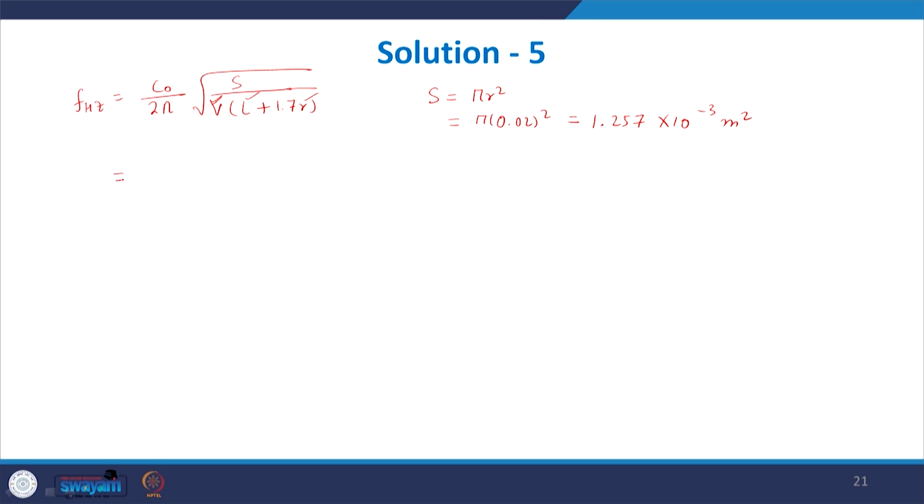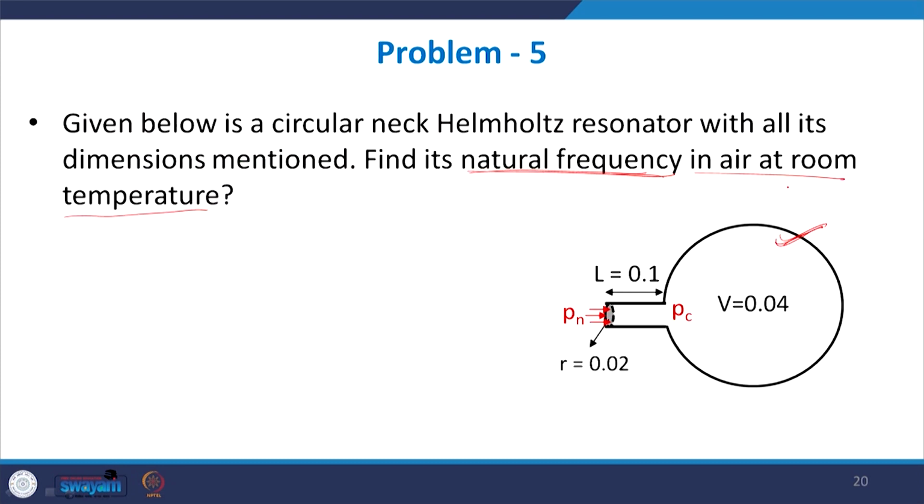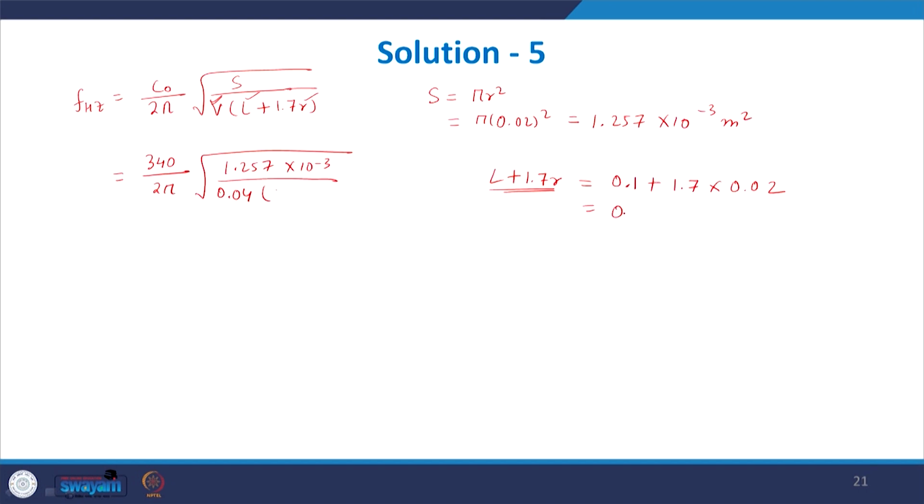Now let us put the respective values. For air at room temperature, C naught is 340 divided by 2 pi under root of S, which is 1.257 into 10 to the power minus 3. The volume of the cavity is 0.04, and the length is given to us as 0.1. So L plus 1.7 times R will be 0.1 plus 1.7 times 0.02. This is coming out to be 0.134. This is the total length we are getting, the end corrected length.